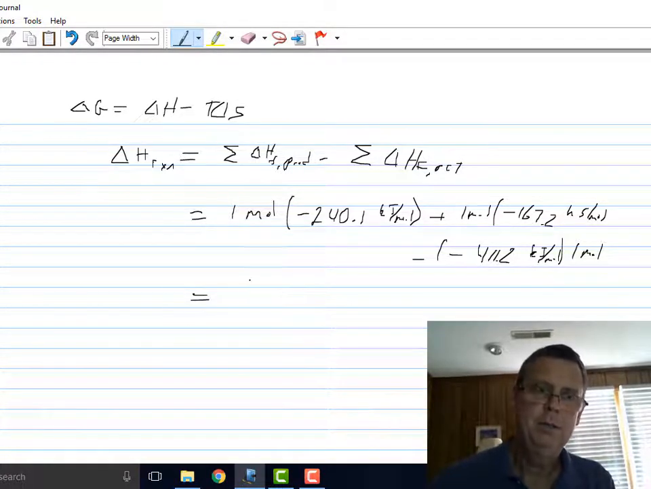I get exactly, if I did this correctly, 4.0 kilojoules. And we'll do the same thing for delta S of the reaction.